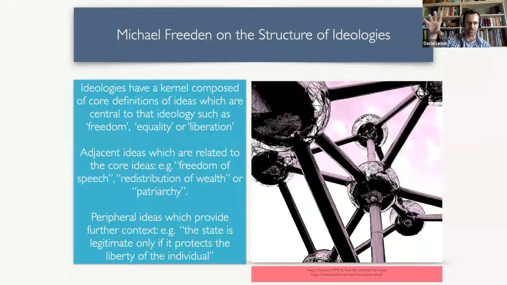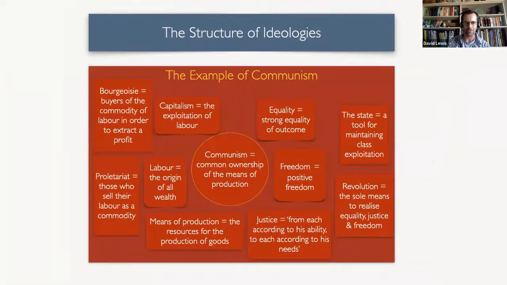Then there's the adjacent ideas, which are related to the core ideas, and there's peripheral ideas or peripheral elements that provide further context. And then on the next slide, I provide an example for the students. So here's an example of communism. So core ideas, adjacent ideas, and peripheral ideas, okay?